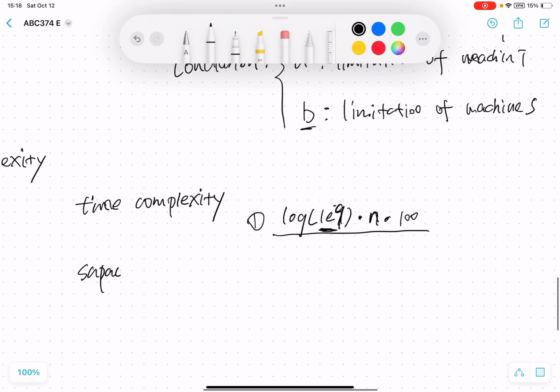Okay, let's talk about space complexity. For space, we don't need extra space. So actually, the complexity will be the same as the input. It will be n plus 4, equal to O of n.